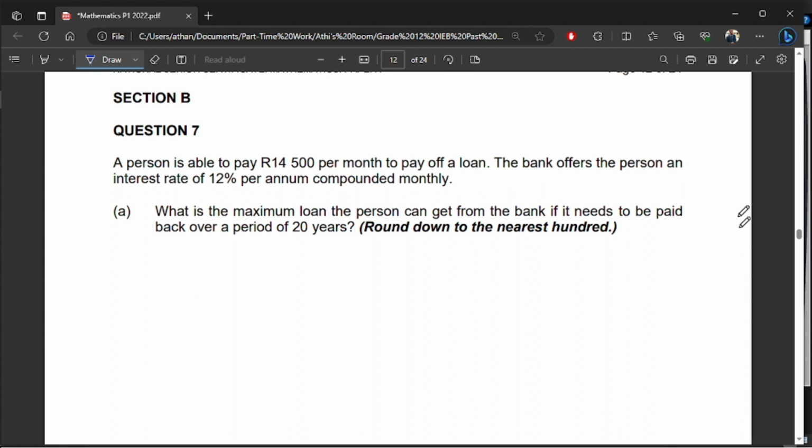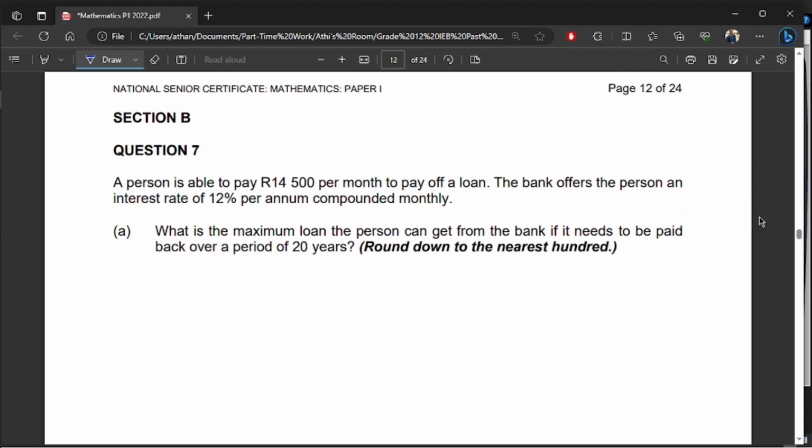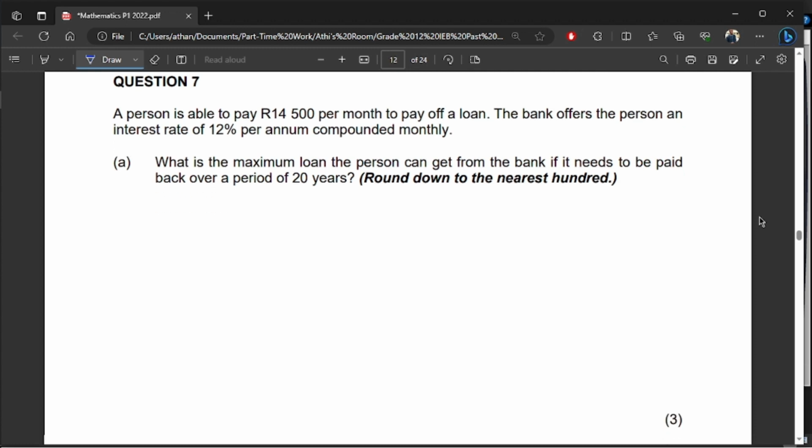Guys, I don't like how paper 1 is structured in IEB. Why do we have finance again in section B?